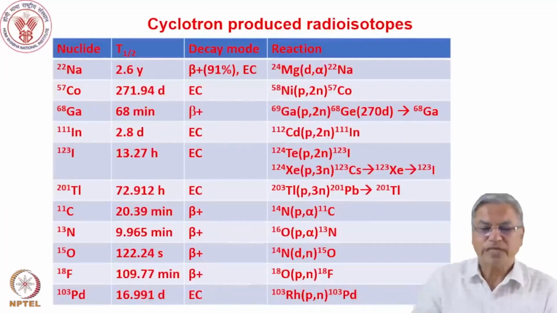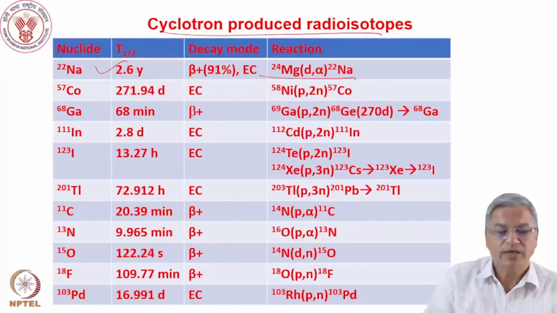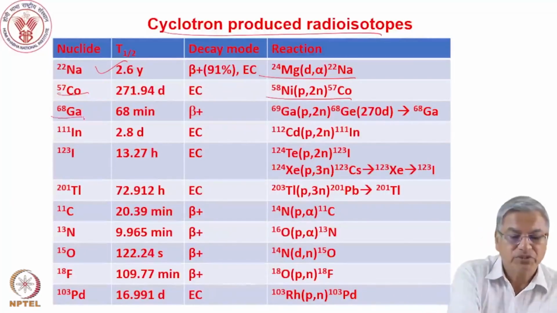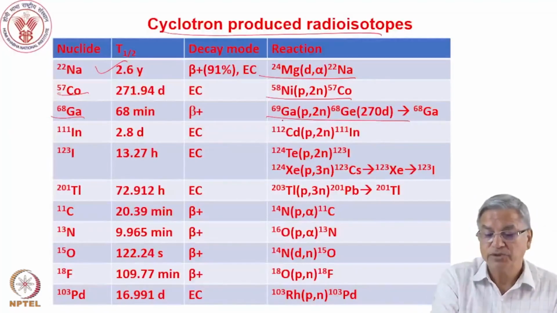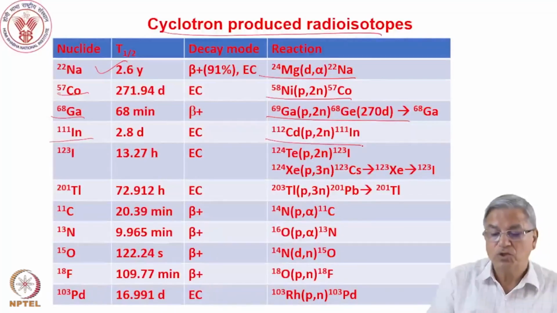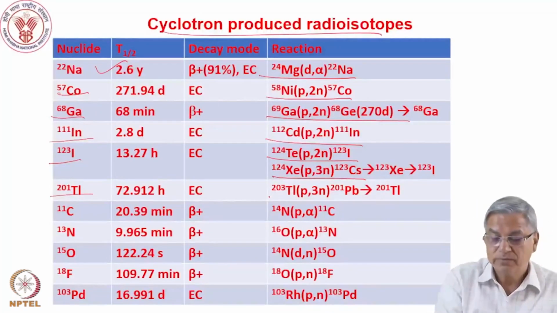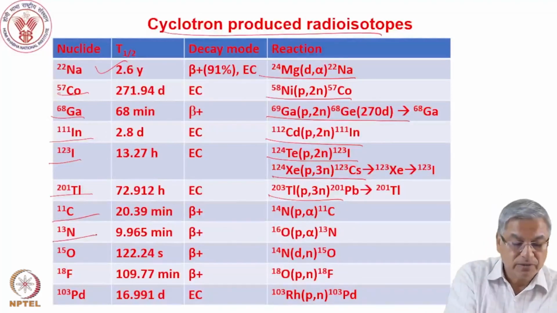This is the list of cyclotron-produced radioisotopes: sodium-22, magnesium-24 (d,alpha), cobalt-57, nickel-58 (p,2n), gallium-68. You can directly produce gallium-68, or you can go for the gallium-69 (p,2n) reaction, indium-111, cadmium-112 (p,2n), iodine-123 with tellurium or xenon as a target material, thallium-201, thallium-203 (p,3n), lead-201 followed by electron capture decay, carbon-11, nitrogen-13 and oxygen-15.